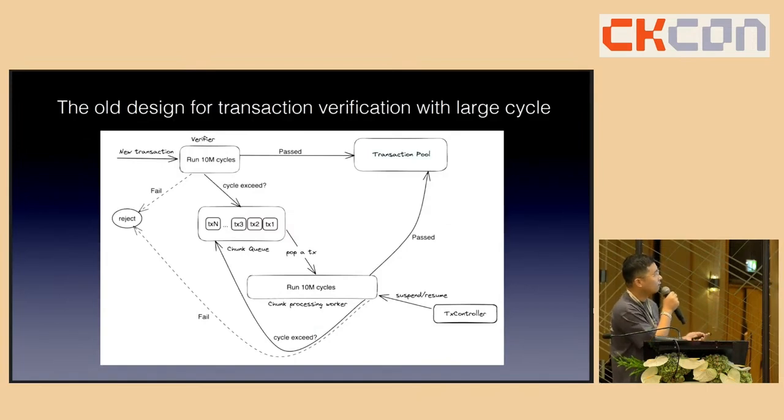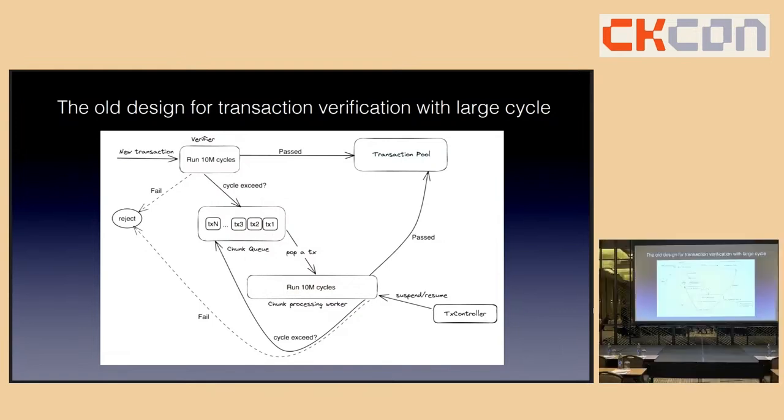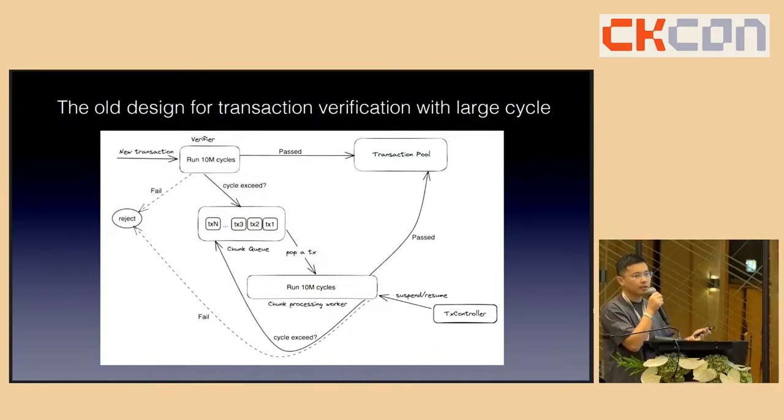So this is the old design for transaction verification with large cycles. When a new transaction is submitted, we will first run 10 million cycles. Then if the cycles are exceeded, we will push the transaction into a chunk queue. And there will be a background job to pick a transaction from the queue and try another 10 million cycles. Then we will check whether there are any suspend signals. If we haven't finished in this 10 million cycles, it will be pushed to the chunk queue again. So this is how it works.